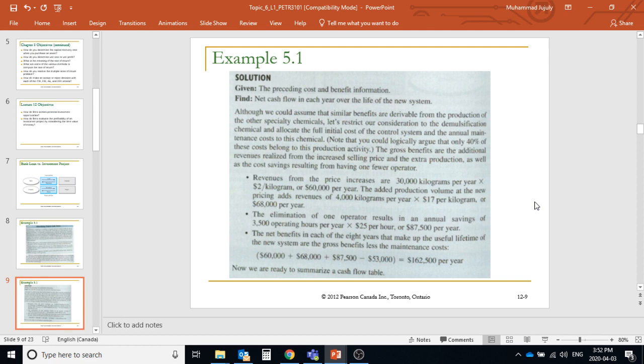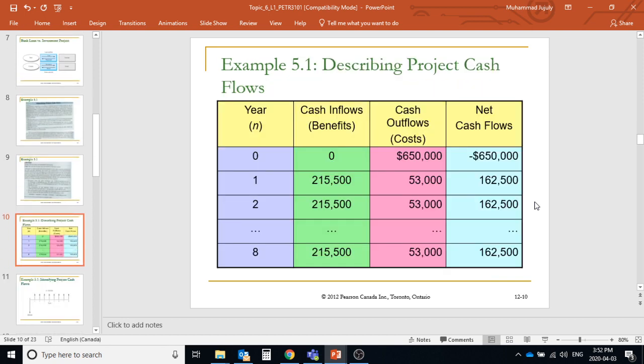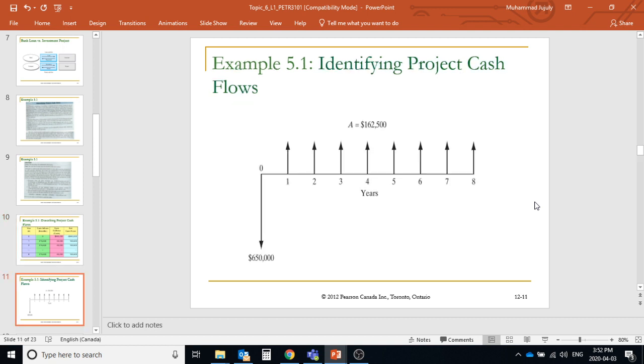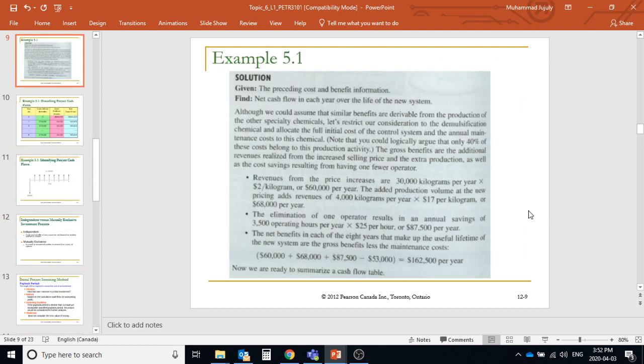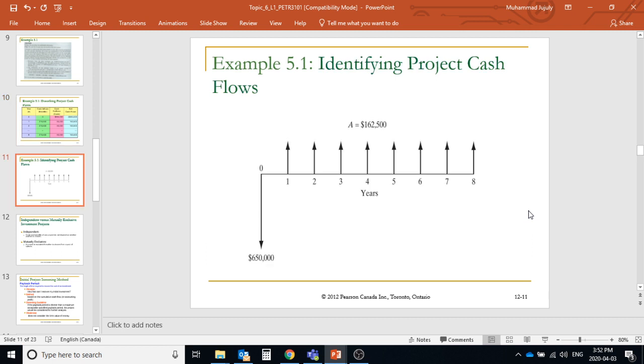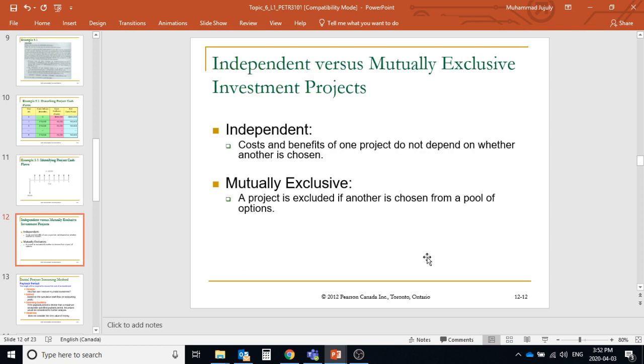We already solved this in class. If you have any question on this, let me know, but I'm not going through it in detail because it has already been done in class. Now here is the project cash flow, and from there we determined it's an 8-year project. From that alone we cannot tell whether the project is viable or not, but we will learn that next.